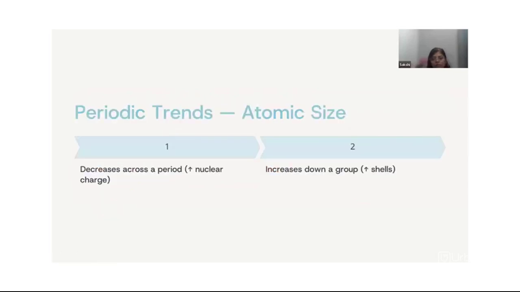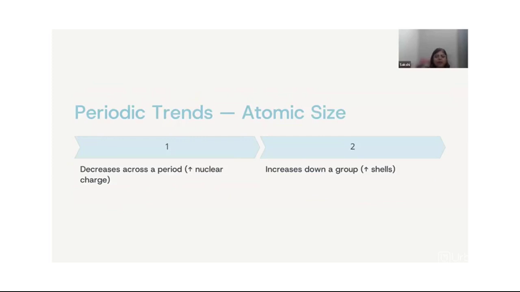Okay, let us move to the main part, which is very important for this chapter, that is the periodic trends, right? Now, what do the periodic trends mean? It means that as we move left to right, or as we move down the group, what is happening to certain properties like the atomic size, the electronegativity, or the ionization enthalpy. Let us come to atomic size.